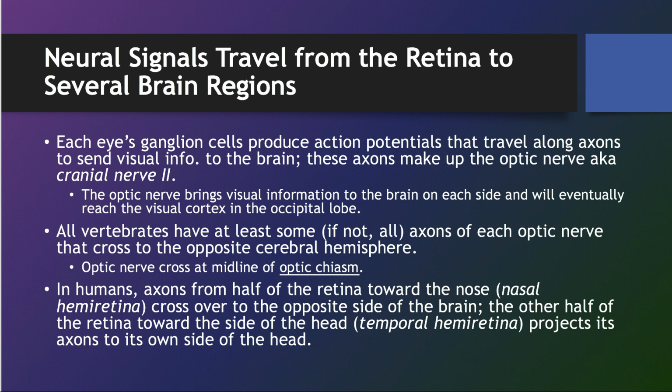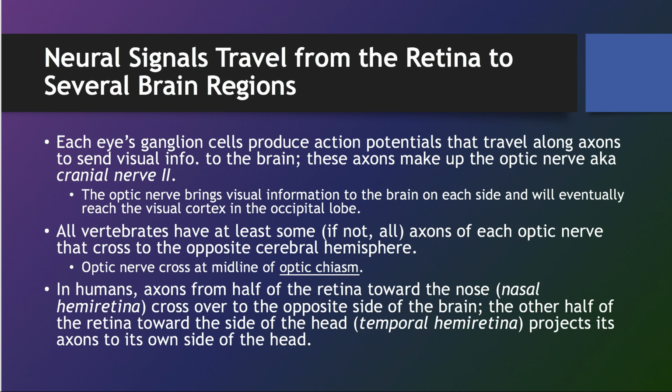All vertebrates have at least some, if not all, axons of each optic nerve that cross to the opposite cerebral hemisphere. Optic nerves cross at the midline at the optic chiasm. The optic chiasm was named after the Greek letter chi because of its crossover shape. In humans, axons from half of the retina toward the nose, the nasal hemiretina, cross over to the opposite side of the brain. The other half of the retina, toward the side of the head, the temporal hemiretina, projects its axons to its own side of the head.